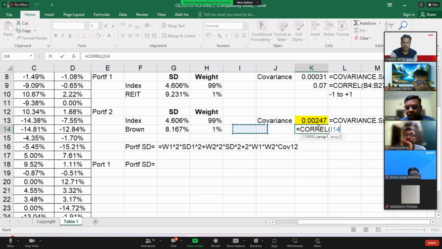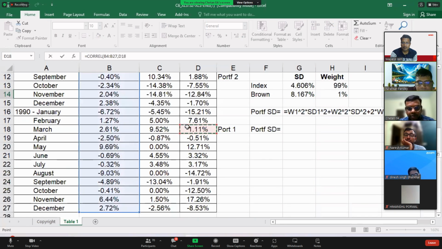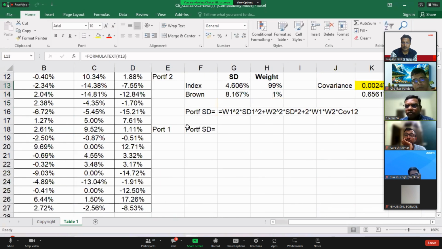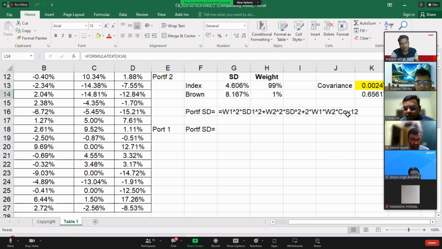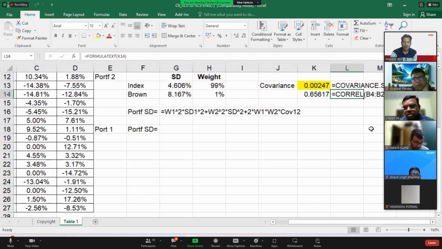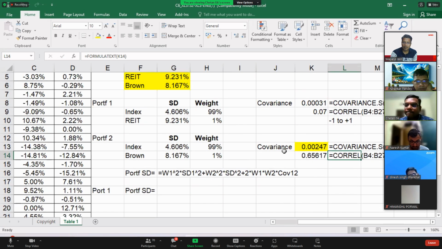Sir, just one question. Then what is the reason why we computed covariance and not correlation? Because in the equation you can see there is a covariance. That is the reason we are computing the covariance. If there were a correlation in the equation, you would have computed the correlation. And you can see 0.65: the correlation between the index and the brown stock is 0.65. What you can see is a positive correlation, because it is moving towards +1 and not towards 0.